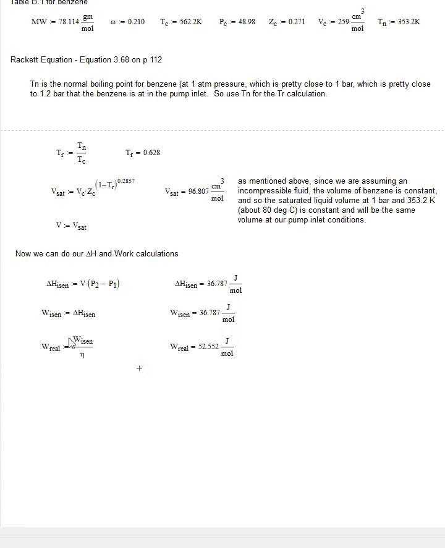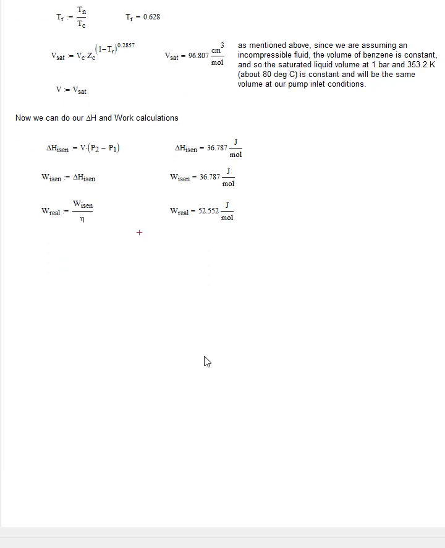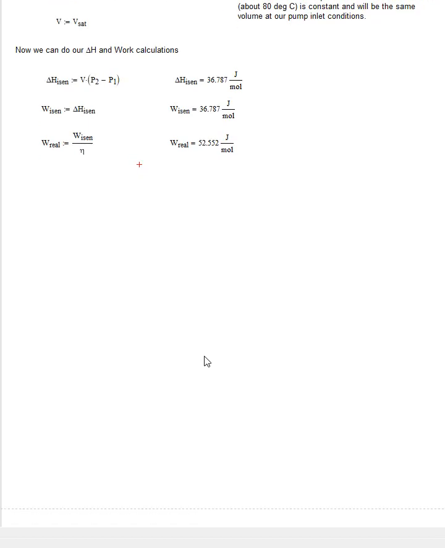And then we take the isentropic work, divide it by the efficiency, and we get the work that's required to do the real pumping. So that's 52.552 joules per mole. All right, so now we're done with the pump.